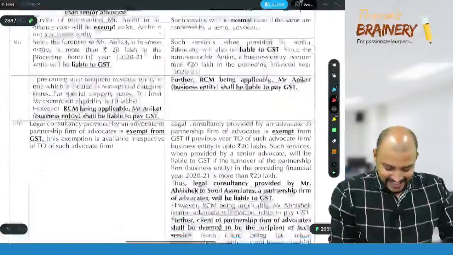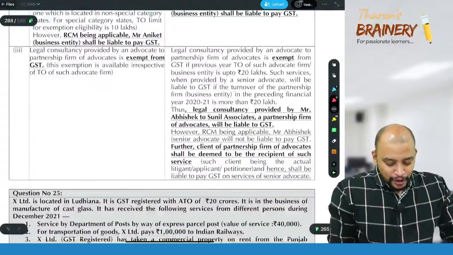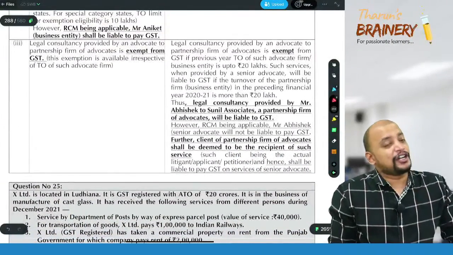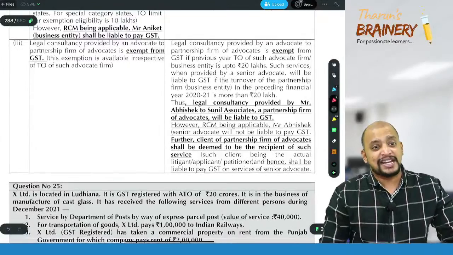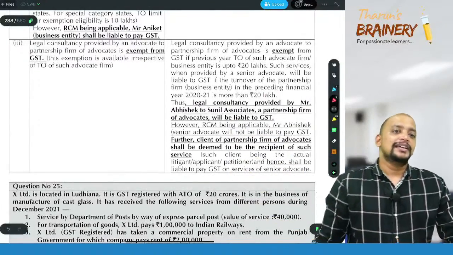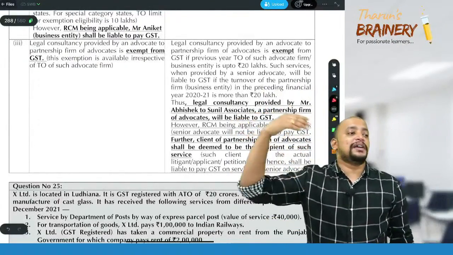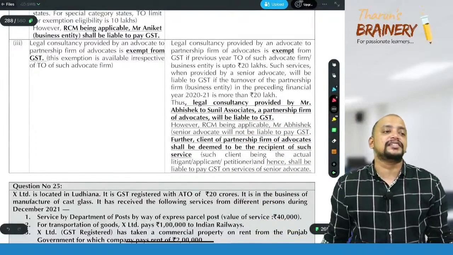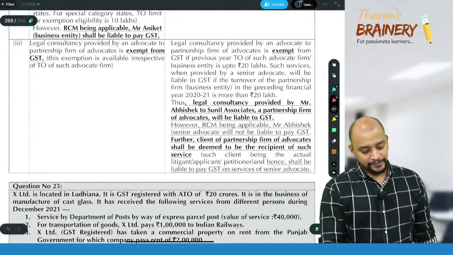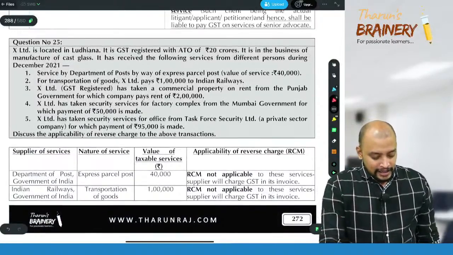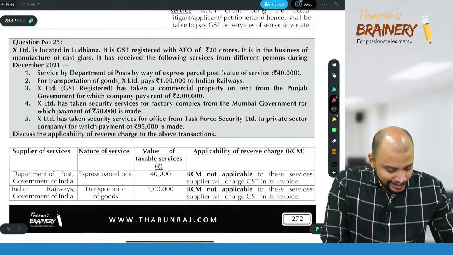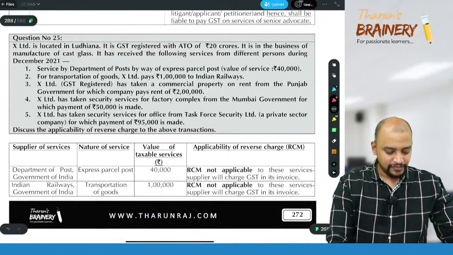Then, suppose if the partnership firm of advocates could identify a recipient, then the recipient, that is the ultimate litigant or applicant or petitioner, is deemed to be the recipient. Then this one, question number 25.